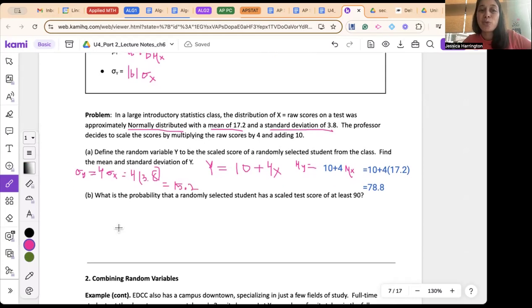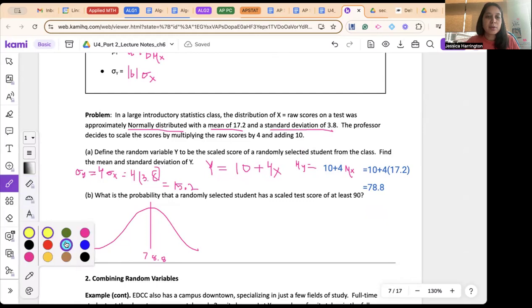So now we need to use that normal distribution thing. It says, what is the probability that a randomly selected student has a scaled test score of at least 90? So we know it's normally distributed. We know our new mean is 78.8. We know the standard deviation is 15.2, and we want to find above 90. So if that's 78.8, let's say that's 90. We're looking for this area, right?